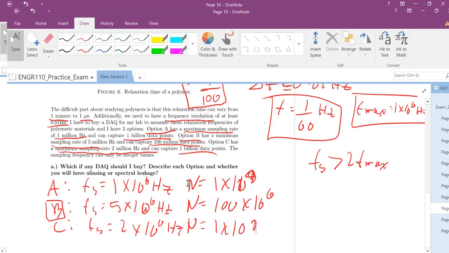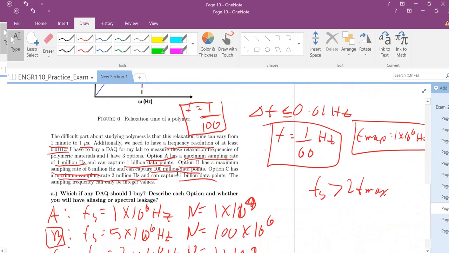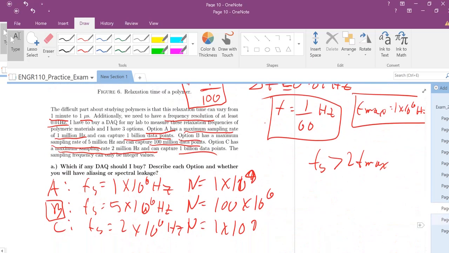Unfortunately, A or B or C would work, as long as our maximum sampling frequency was larger. So which DAC should you buy? None of these. All of these are going to fail. So it's not going to work. So that's kind of the answer here. A lot of these problems might not have an answer. Go through this analysis and you'll be fine.